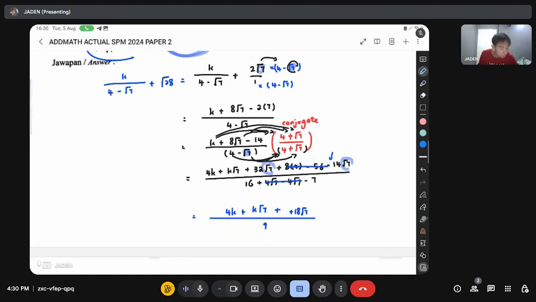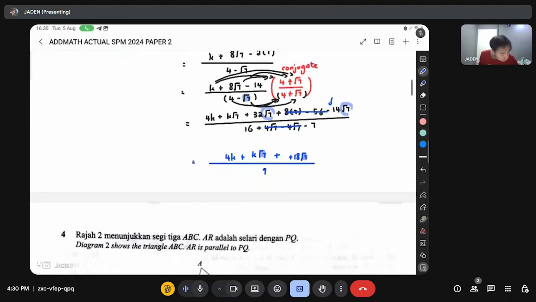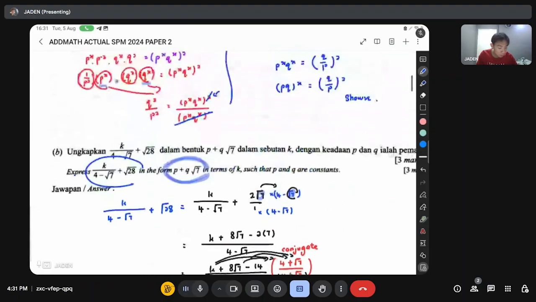So what we're going to do here is factor the root 7 out. So that will be 4k plus, this is k plus 18, and then root 7 over 9. The last step is you want to make it as 4 over 9k plus k plus 18 over 9 and then root 7, because you want the exact format requested by the question, p plus q root 7.